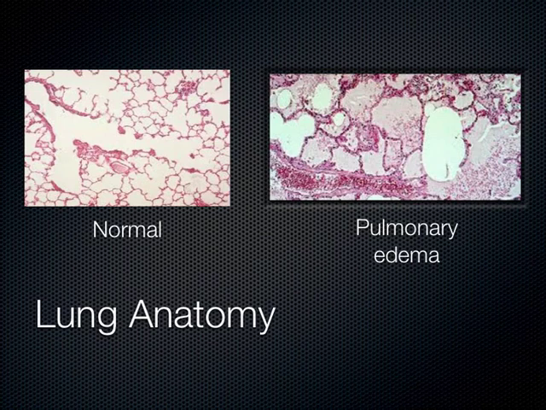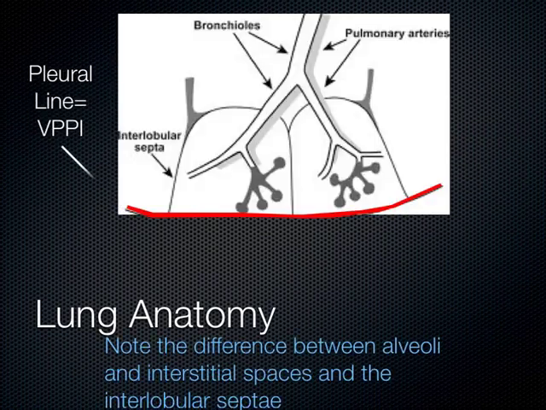Looking back at the picture, the pleural line, you'll hear it referred to as the VPPI, which is the visceral parietal pleural interface. It basically just means where the visceral and the parietal pleura come together and move on each other. So these terminal bronchioles go all the way out to the periphery of the lungs, and the interlobular septae come up to the surface in a perpendicular fashion. That is important to note, because it will explain some of the artifacts we see in a moment.